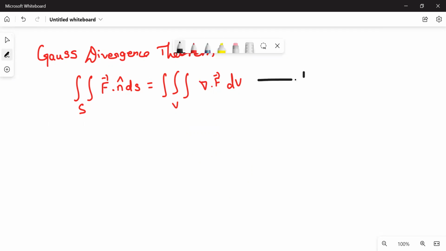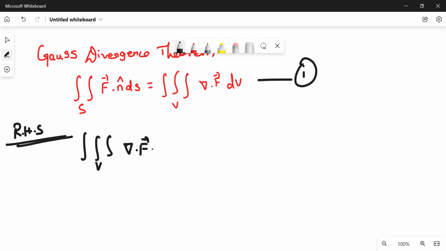Verify means we have to check whether the double integral value and the triple integral value, that is the left hand side value and the right hand side value, are both the same. That is what we are going to verify. So first we'll do the right hand side, then we'll do the left hand side. First we'll find the value of the right hand side of the Gauss divergence theorem, that is the triple integral over the volume of del dot F dV.